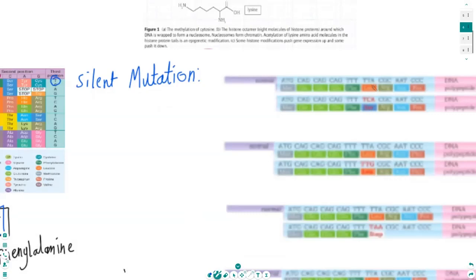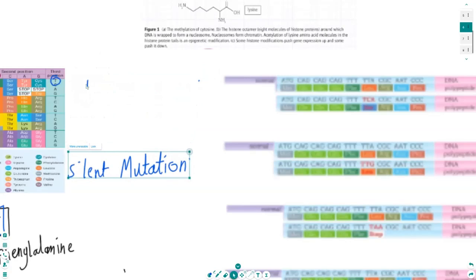So a silent mutation is where the amino acid is not changed, even though one codon is changed. It's not really shown properly here. But where is it? This one. This is the silent mutation. So the silent mutation is not this one, it's this one down here. Sorry. This is the silent mutation.